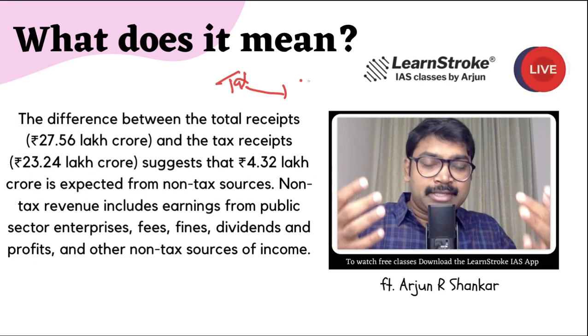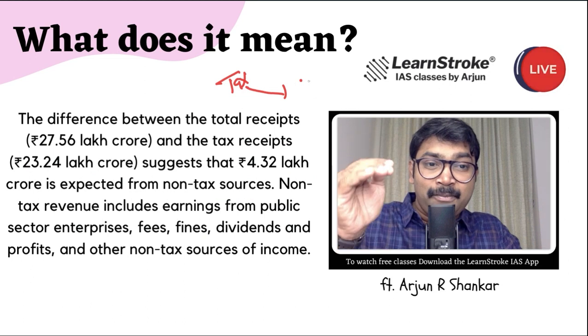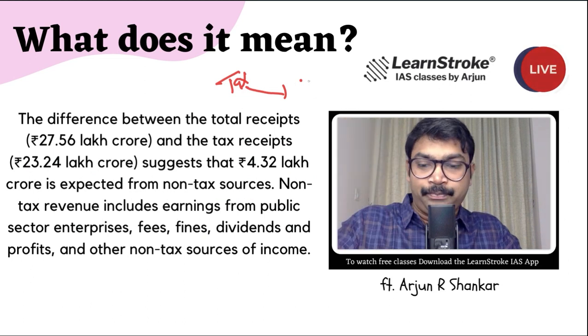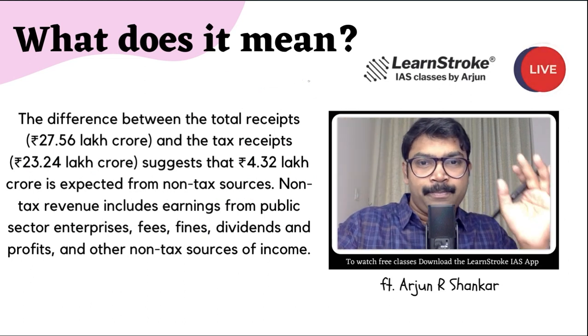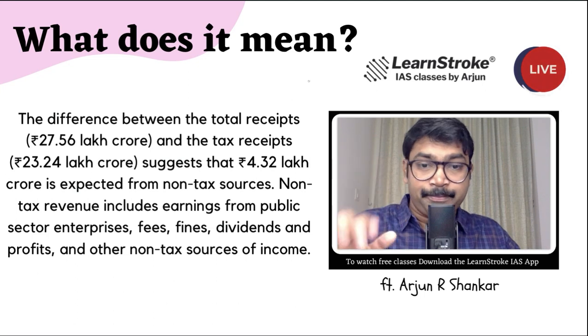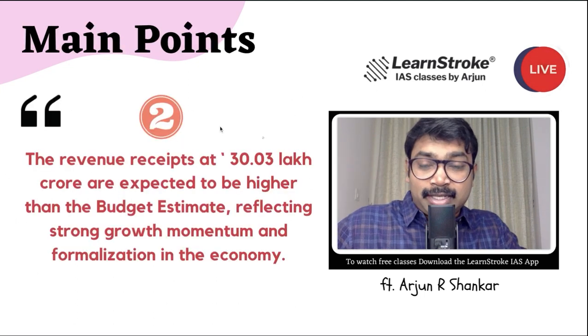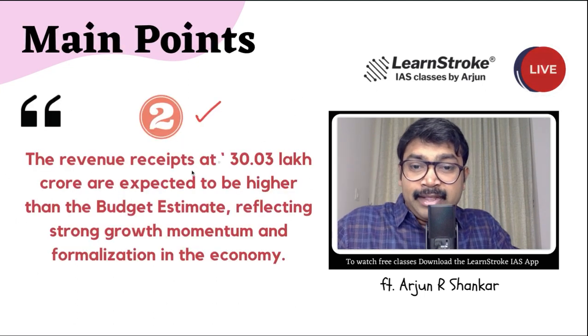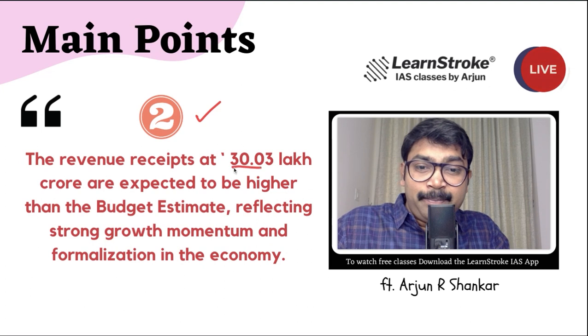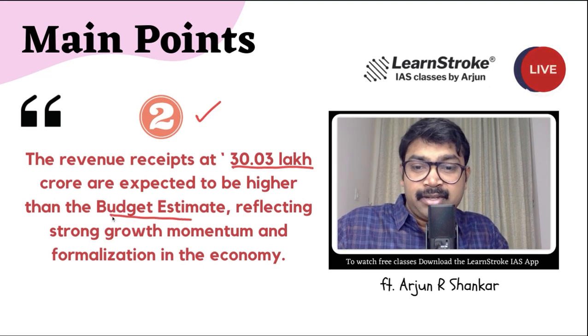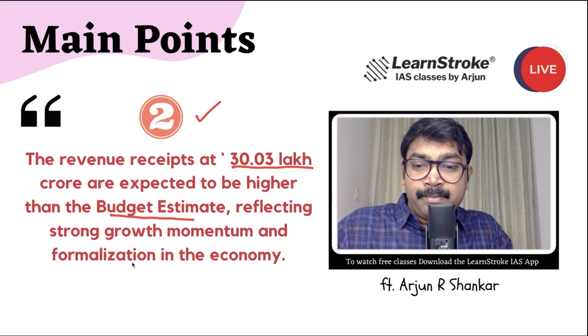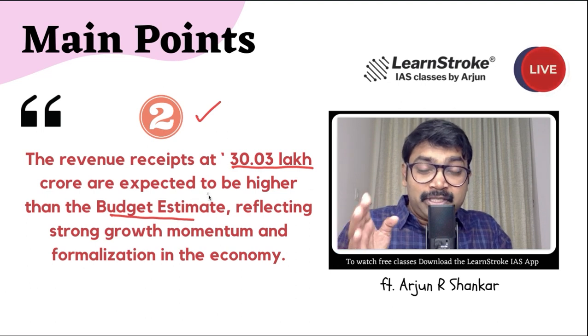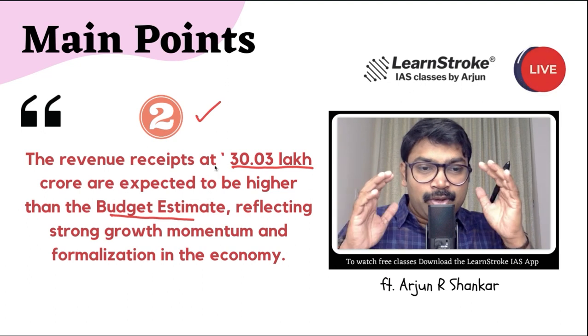4.32 is non-tax revenue. So just imagine how much money the government is getting through the tax revenue. So non-tax is very small. That is very clear. This is the budget estimate. And let's look at the second point also. The revenue receipts at 30.03 lakh crores are expected to be higher than the budget estimate, reflecting strong growth momentum in the economy.